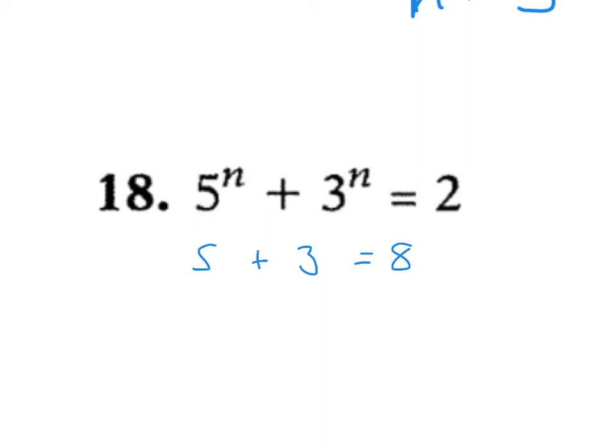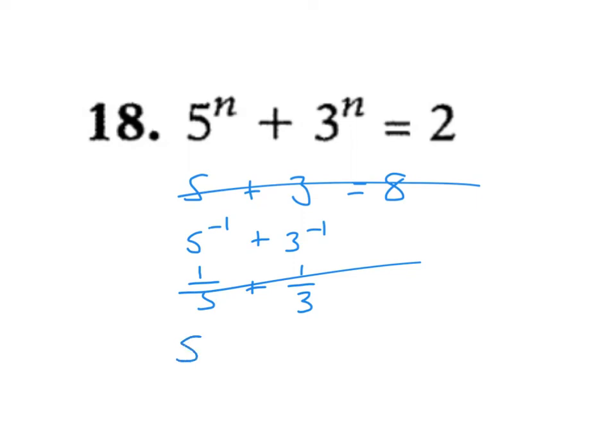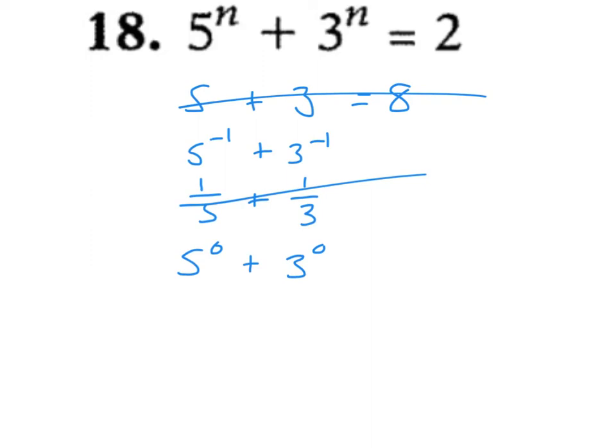Let's do -1. So if we have 5 to the negative first power, this becomes 1 over 5 plus 3 to the negative first power. This would become 1 over 3. This is going to be some decimal, which is not going to work either. So maybe let's try 0. If we have 5 to the 0 power plus 3 to the 0 power, 5 to the power of 0 is 1. 3 to the power of 0 is also 1. 1 plus 1 is 2. So perfect. That's our answer. N is equal to 0.